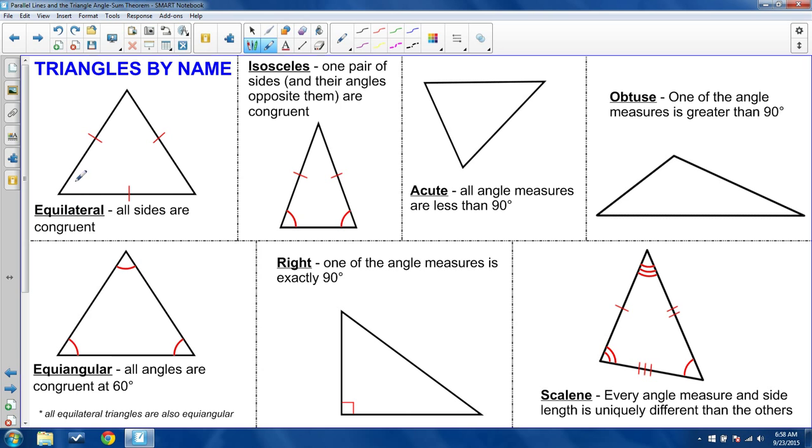First we'll talk about the equilateral triangle, where all sides are congruent. These individual tick marks state that all of these sides have the same exact length. If you're talking about something that's lateral, you are referring to sides or faces of some sort. And this bottom one says equiangular, where all angles are congruent, and in a triangle, they're all congruent at 60 degrees.